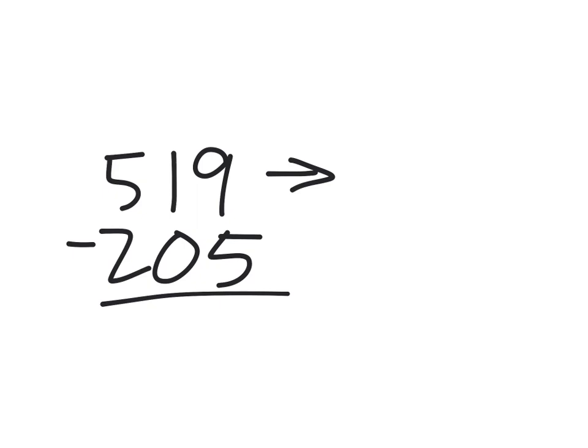519 is between 500 and 600. Raise your hand if you can tell me what 519 would round to the hundreds place. Azera? 500. 500, that is correct. All right, now we need to round 205 to the nearest hundreds place. Landon? 200. 200, very good.